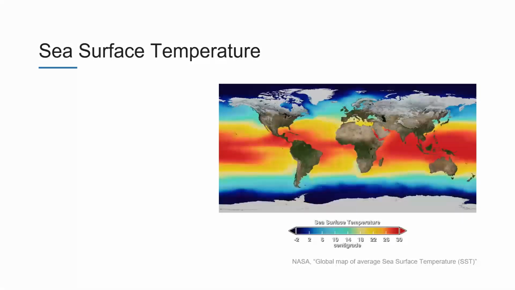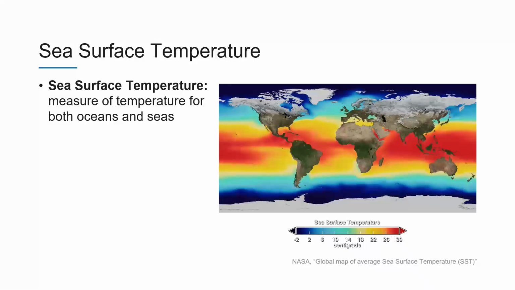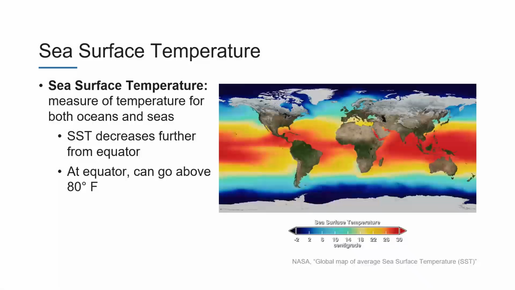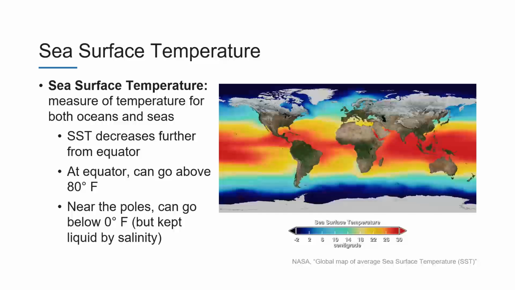Another big characteristic we measure is ocean temperature. We often look at sea surface temperature to collect this data. It, of course, decreases further from the equator, either north or south, and at the equator, the surface can go above 80 degrees Fahrenheit, shown in red on this map. At or near the poles, it can go below 0 degrees Fahrenheit, which normally would freeze water, but the salt lowers its freezing temperature. We can see this cold water in dark blue.